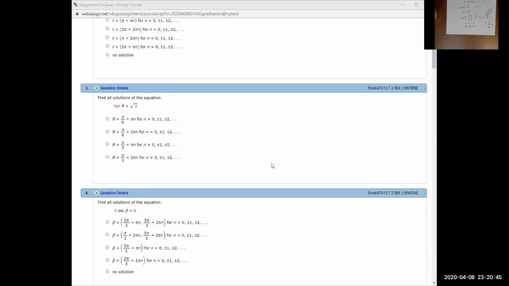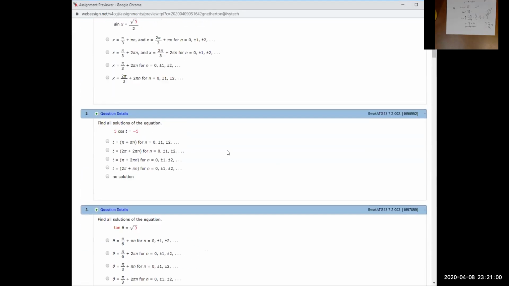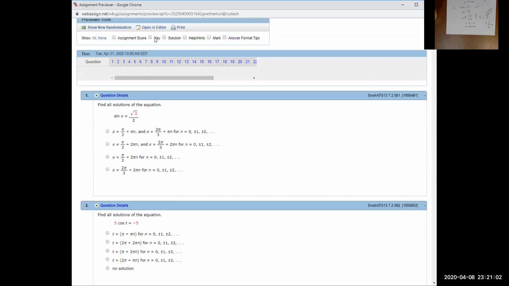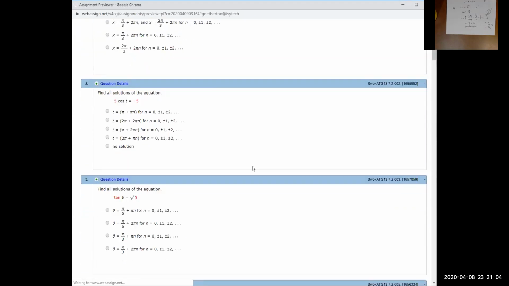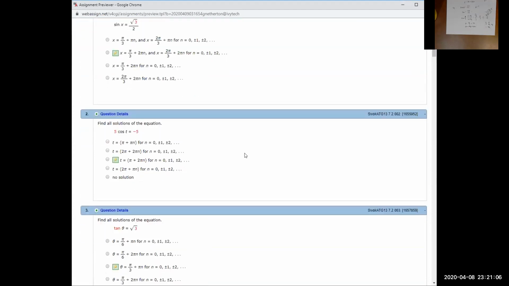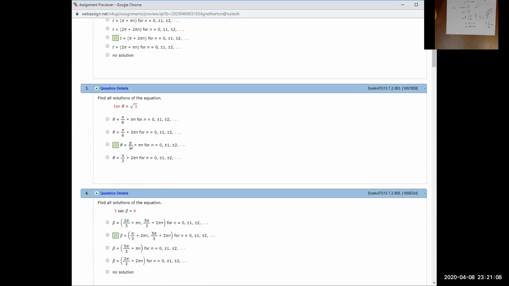So I see here pi over 3 plus pi n. Look at all these options. There's only one angle. So the third one down, I'm going to guess. So if I stick in the key, and that's correct.